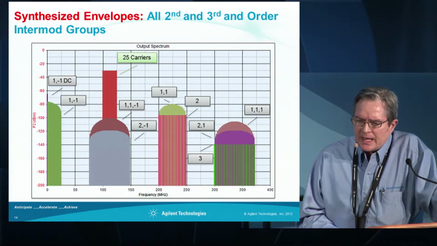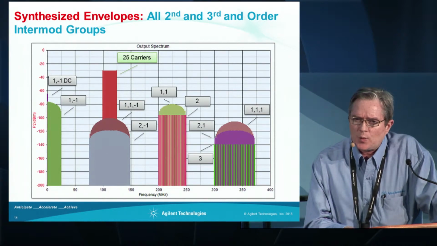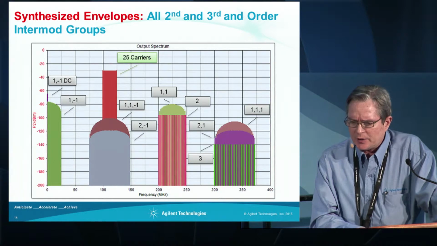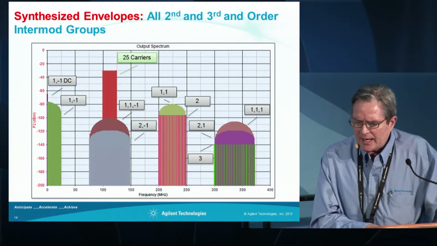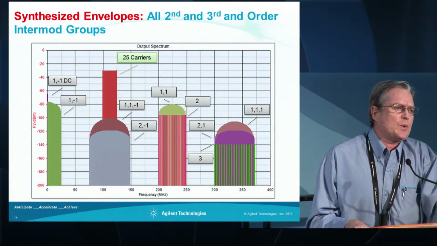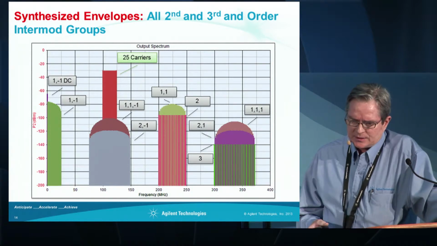Then off to the left, under the red, you can see the second harmonics, but the 1 plus 1s have higher amplitude than the second harmonics. If you move off to the right, you'll see the third harmonics and the 2 plus 1 intermods, and then the 1 plus 1 plus 1 intermods. And then, of course, we've got the signals down at DC.